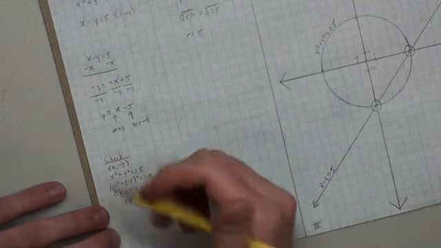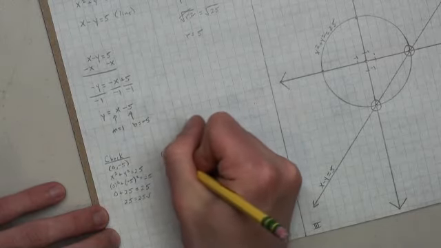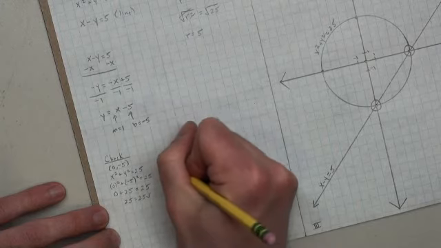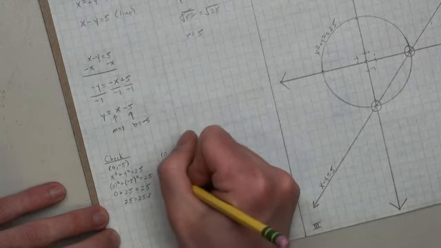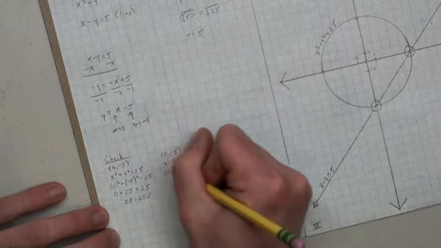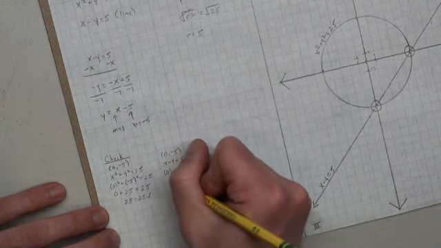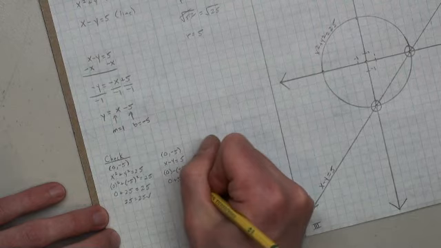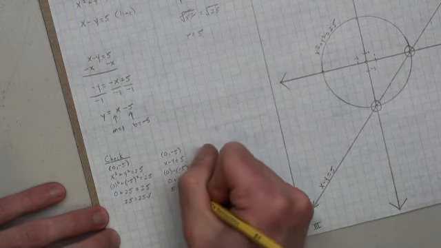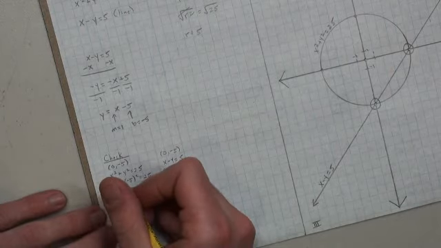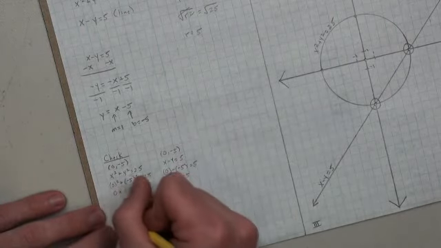It checks. Now let's check it in the original line. x minus y equals 5. 0 minus negative 5 equals 5. 0 plus 5 equals 5. 5 equals 5.